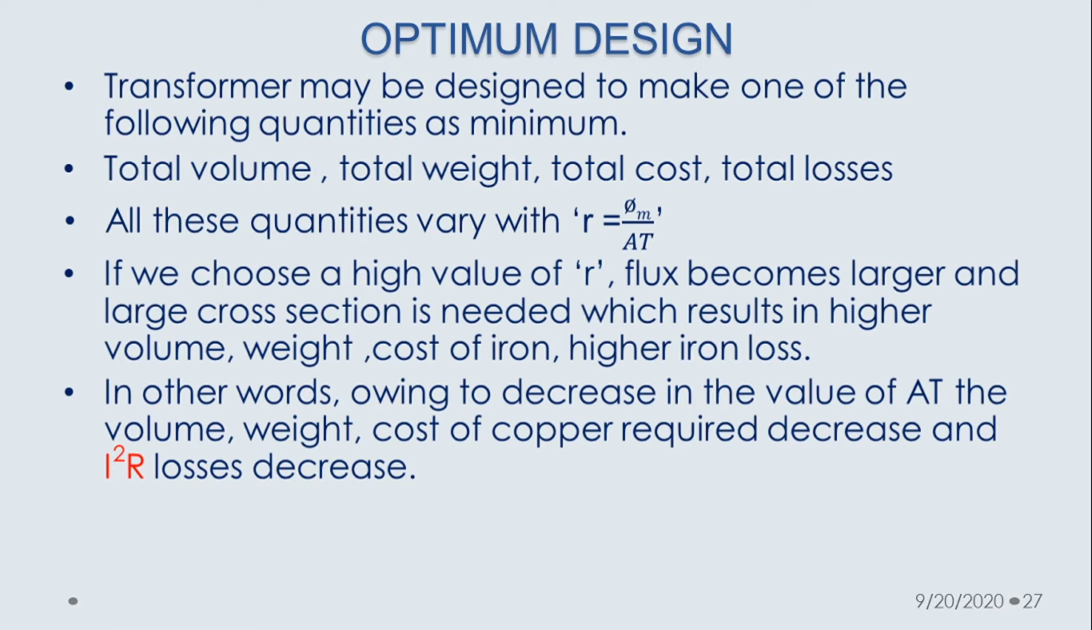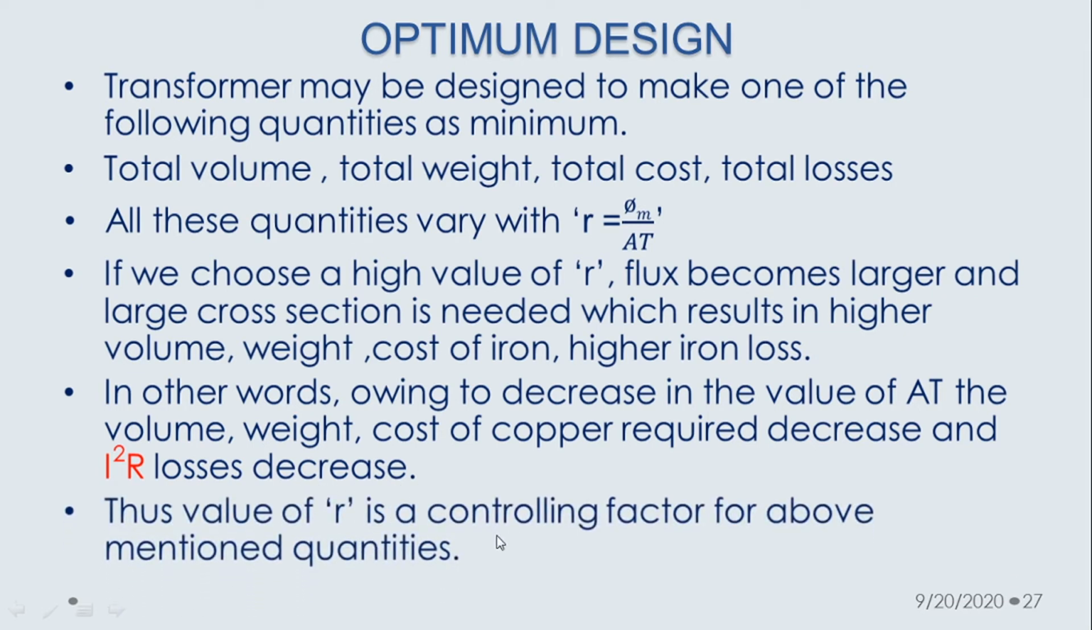So the amount of copper required is less, which in turn decreases the cost of copper, and I square R losses also decrease. When the amount of copper required decreases, it reduces the I square R loss, because copper loss is proportional to the current flowing, that is I square R. So when there is a decrease in the value of AT, there is a decrease in the I square R loss or copper loss in the transformer.